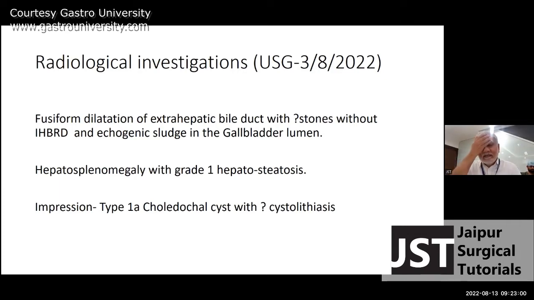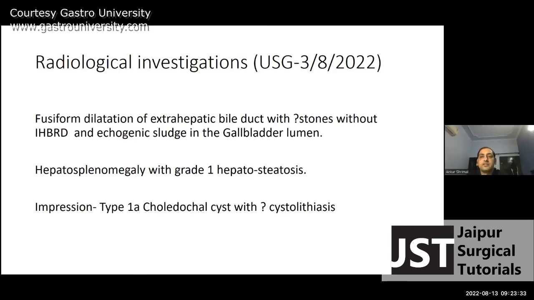If they had said that there is dilatation of the extrahepatic bile duct and IHBRD, then it could be mechanical obstruction due to stones, which is causing dilatation of the entire biliary tree. So disproportionate dilatation of the extrahepatic bile duct is the key finding which suggests that this is choledochal cyst. And because it is involving only the extrahepatic bile duct, it is fusiform. They are right in labeling it as type 1A.